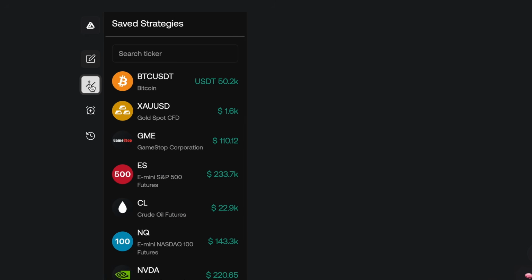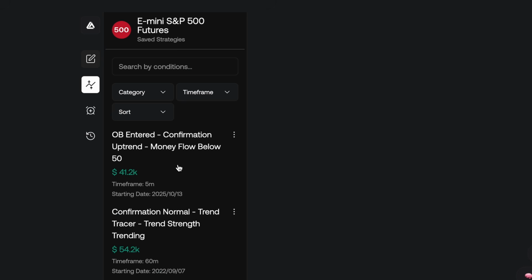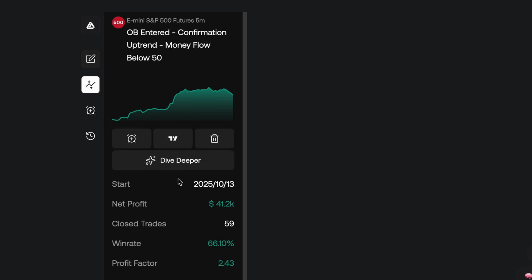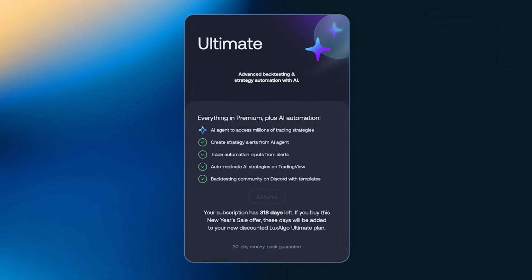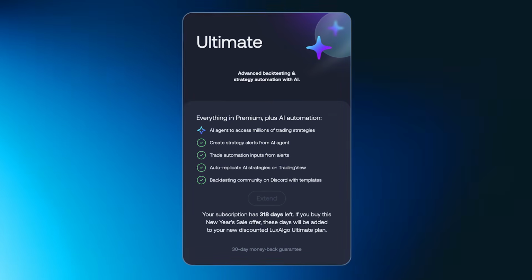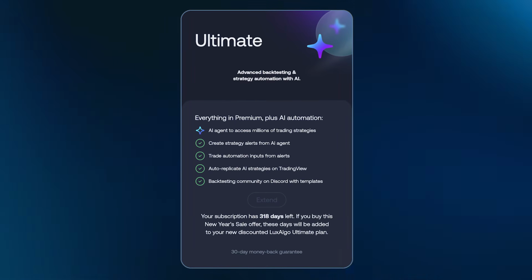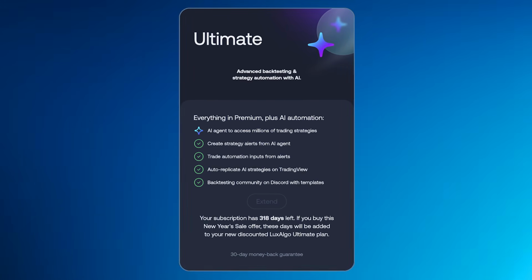It's now been moved to your saved panel, where you can easily track its performance and watch how it evolves over time. We hope this video gave you a solid foundation for understanding how to search, evaluate, and save high-performing strategies using the LuxAlgo Ultimate platform.